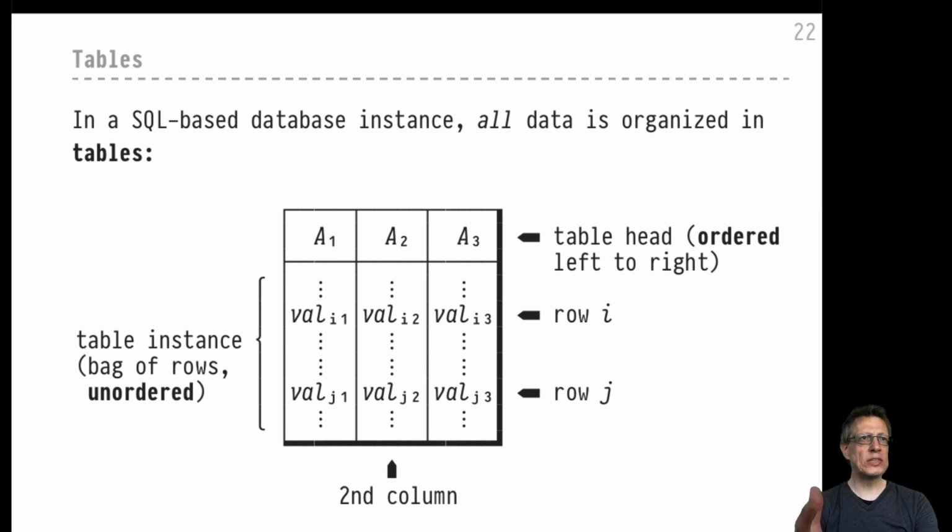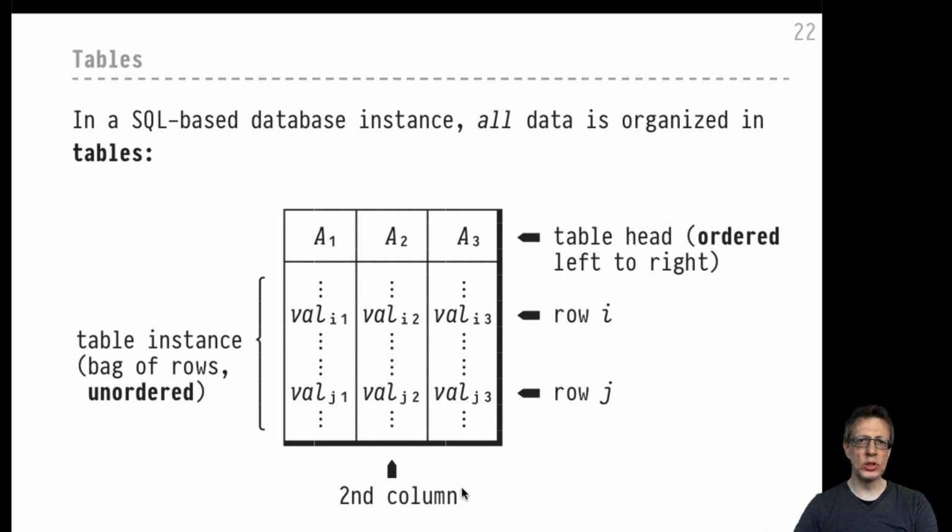So SQL operates over tables. All data in a relational database system is held in tables. There is no other way. Tables are the data structure, the only data structure. All right. Tables are organized into columns. This particular table has 3 columns, the A1, A2, and A3 column.